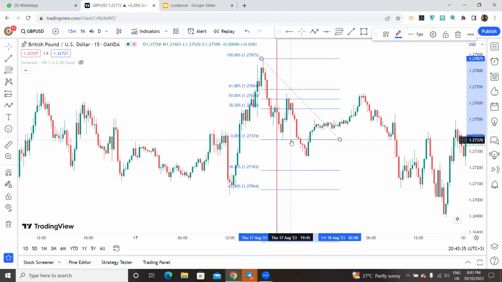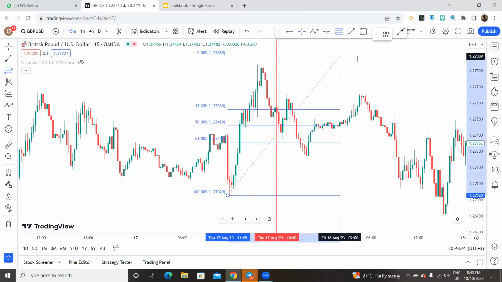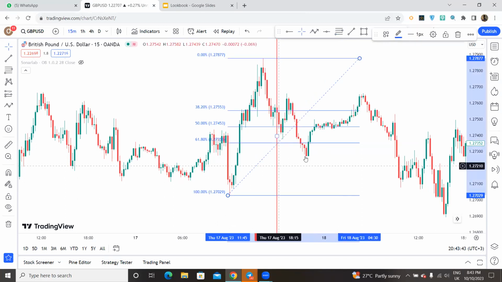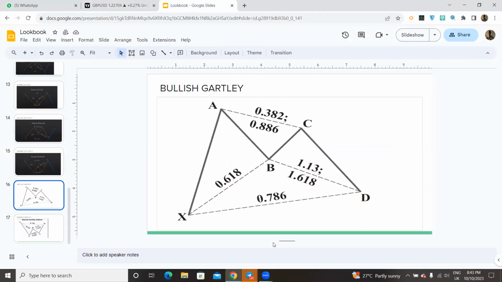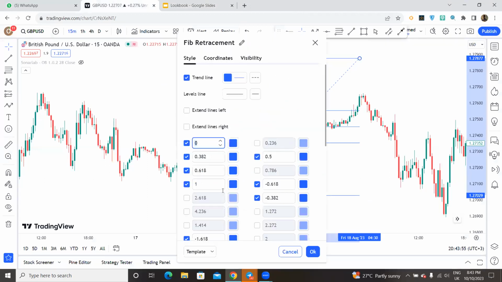So now we want to find our point D. We pull it from here to up there. Now I removed it, but this is the 78.6 area. I always play around. You can come here and add it there around here.